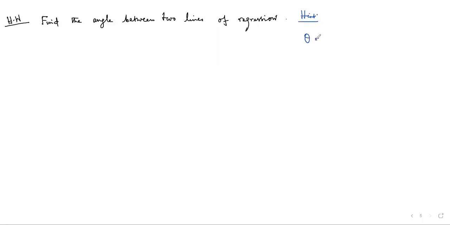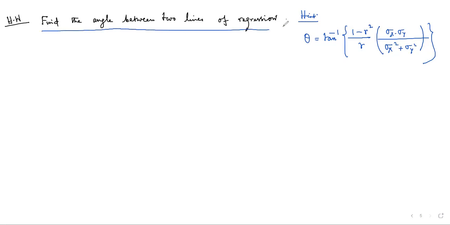If the angle is theta, it would be tan inverse of (1 minus r square) by r, into sigma x into sigma y by sigma x square plus sigma y square. This is the formula. So you try to solve this particular problem and try to deduce this particular formula. And if you face any difficulties, then you ask me and I'll try to help you out in this regard. And also try to find out some special cases from here.